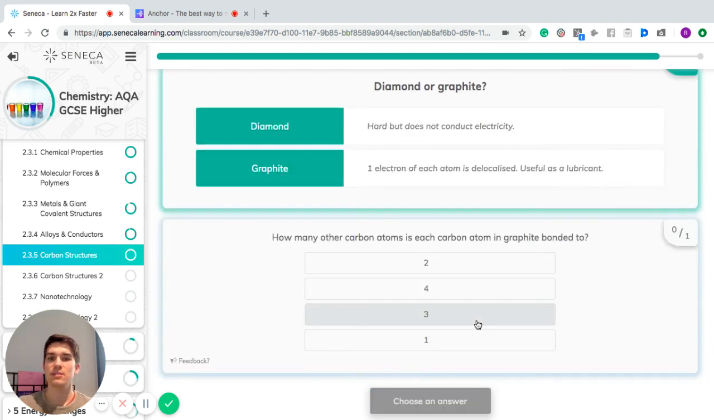How many carbon atoms is each carbon atom in graphite bonded to? Now remember, in graphite you've got 1 delocalized electron, and each carbon is connected to 3 other carbons.